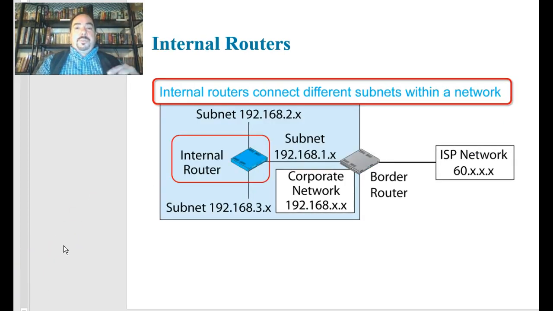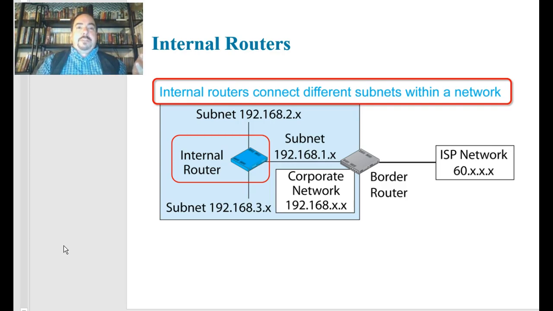Now contrast this with an internal router. An internal router could be a slightly less powerful box, for one thing. Maybe it's a less expensive box that you use to connect different subnets, different LANs inside your network. Now you might be wondering, why do we need to do this? Do you have to use an internal router? No, you don't have to use an internal router.